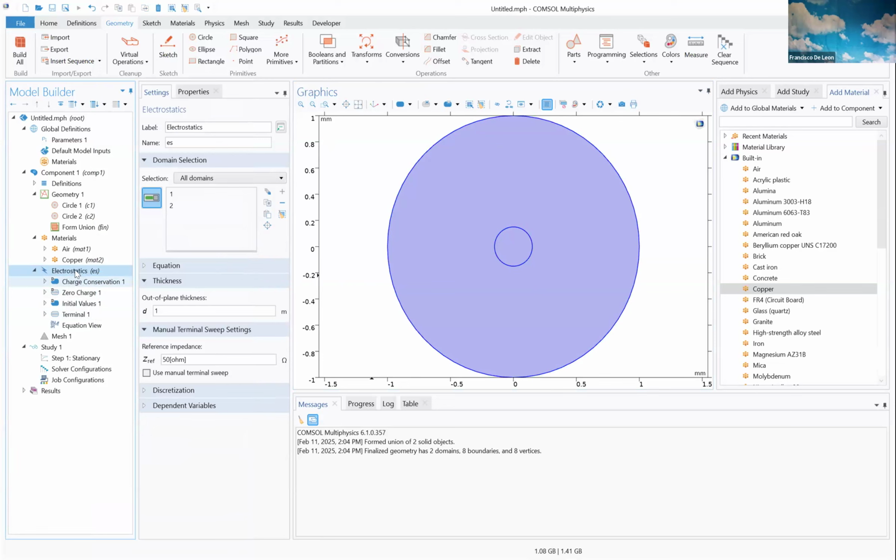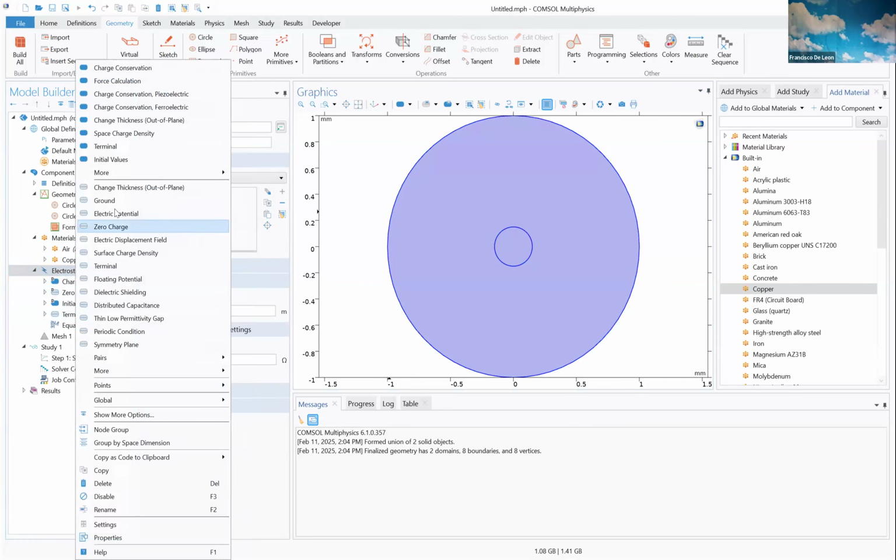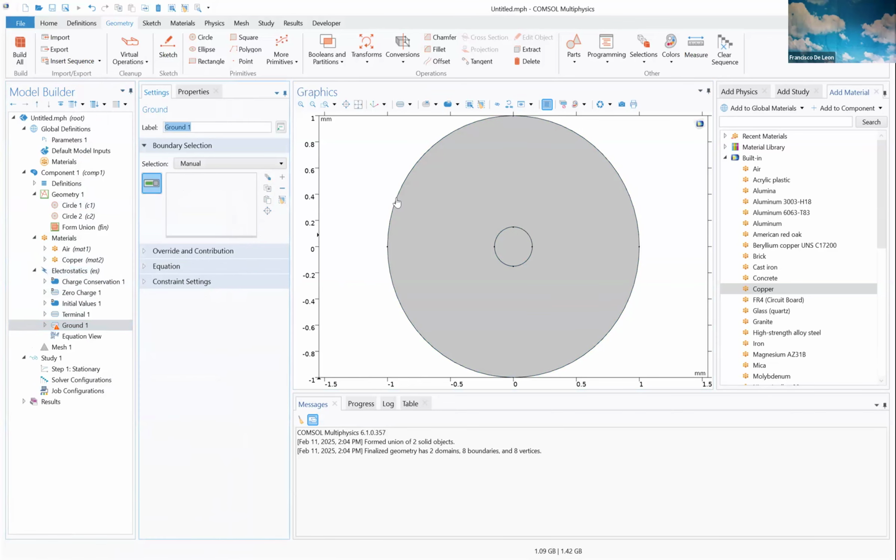Now to select the boundary for this outer space, again right click it and go to the ground. For this ground, we want this boundary to be at 0 volt, right? For the terminal, you have an option: either you want to put charges on it or you want to put the voltage. Let's suppose we go with the charges, so we can say that it is 1 coulomb, right?